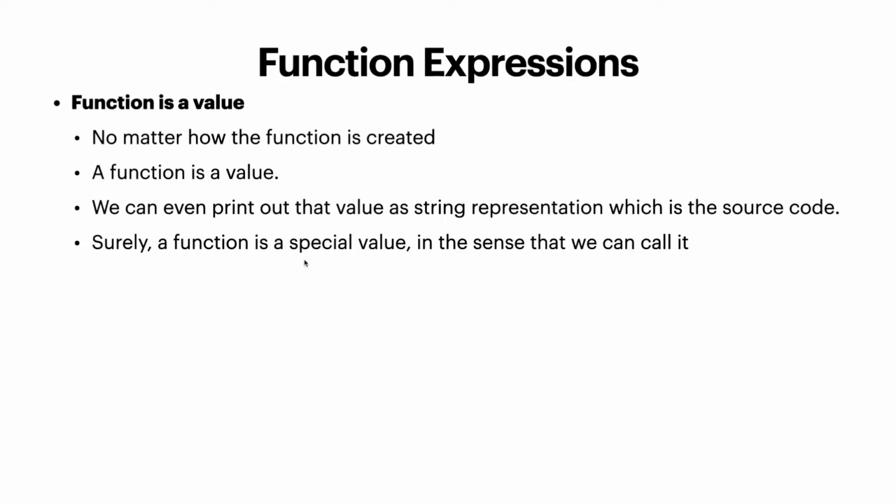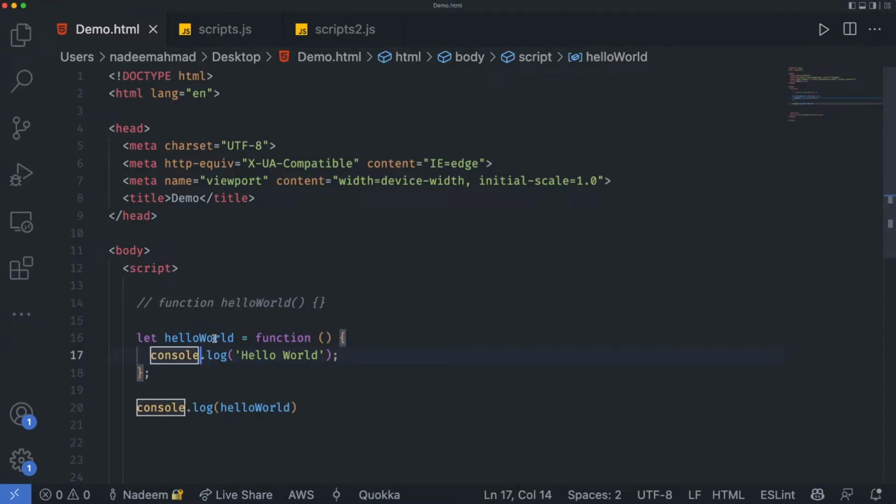Surely a function is a special value, in the sense that we can call it. We just talked about how a function is a value, but it's a special kind of value that we can even call. How do we call this function expression? We'll get rid of the console log message, and we can call it as we used to call a function. We just add a pair of parentheses after the name of the variable that it is assigned to, and we can call it like this.